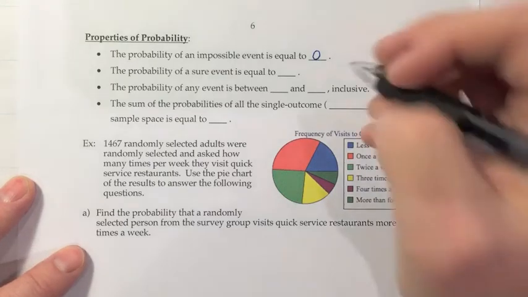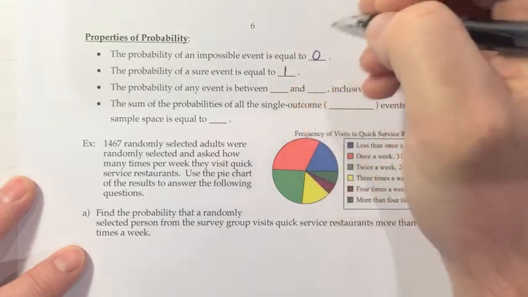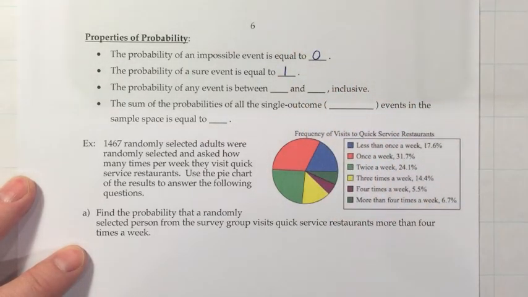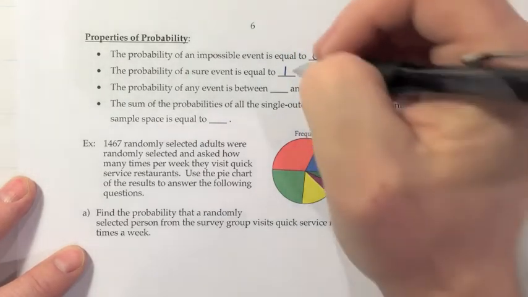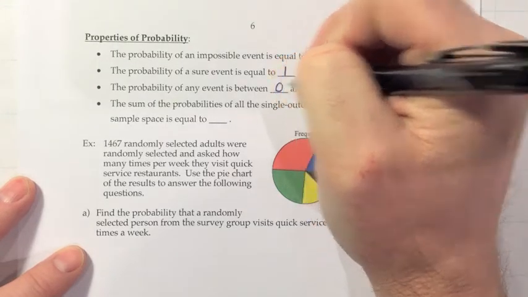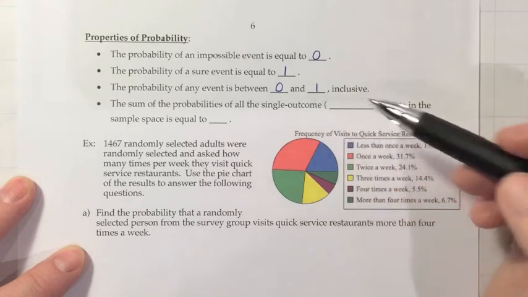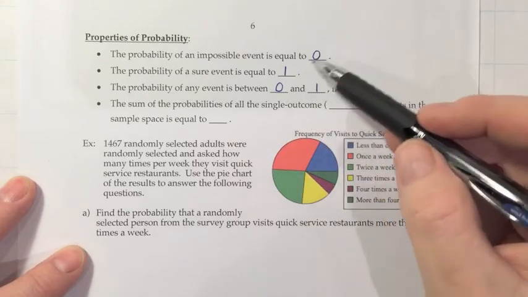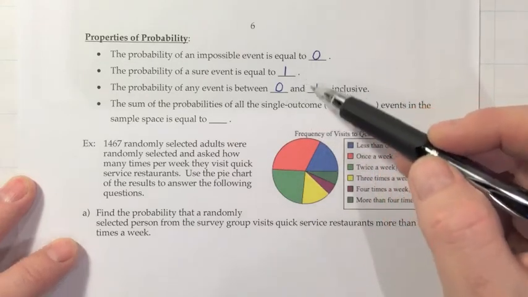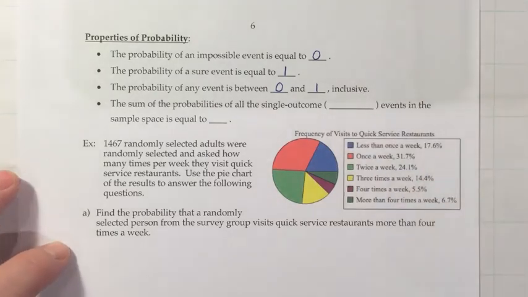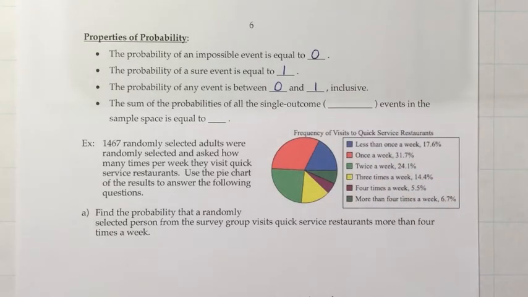For a sure event, the probability is equal to 1, and that's the highest probability that you can ever get for an event. So probability of any event is somewhere between 0 and 1, inclusive. Inclusive means the endpoints are included in that conversation. So we're saying 0 and 1 are possible answers, or anything in between. So any probability question has to have an answer in that range.